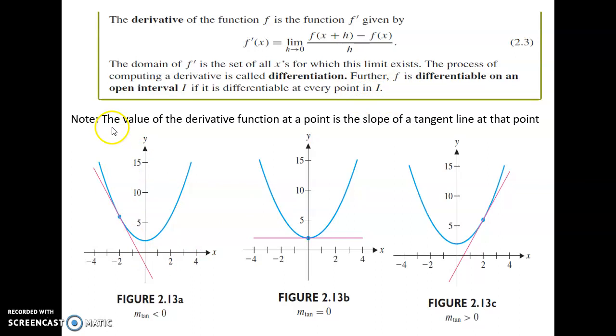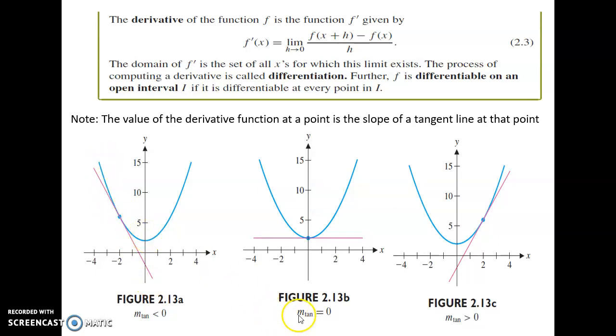So look at it. Ultimately, the value of the derivative function at a point is the slope of the tangent line at that point. So this m tan is nothing but the derivative. It is also known as the slope of the tangent line at that point. So if the derivative is negative, that means if the slope of the tangent is negative, then the slope is like this and the graph is decreasing.